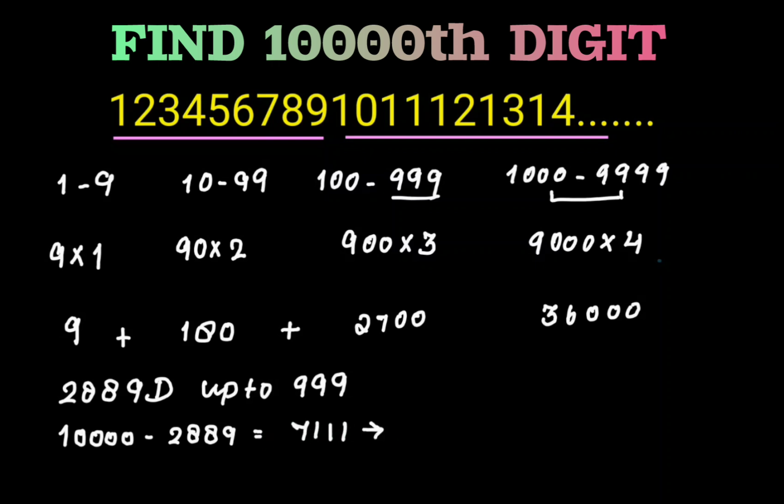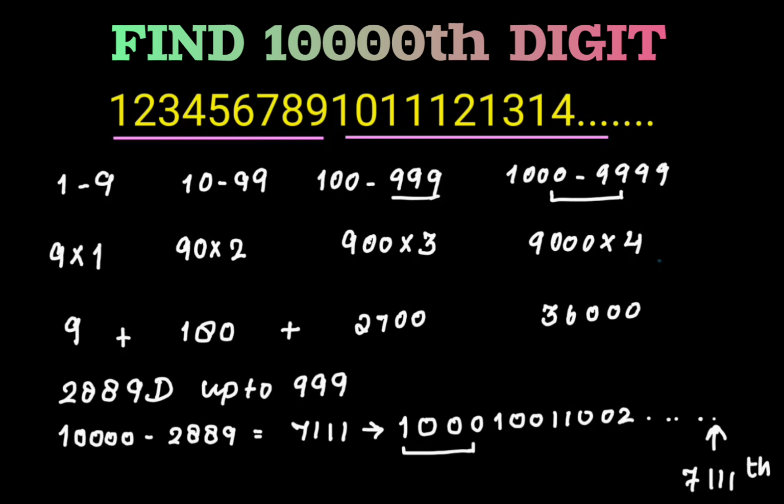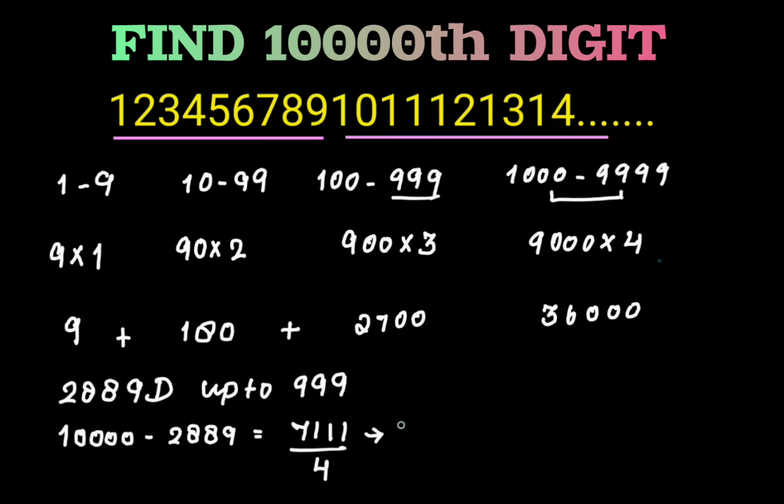So what does 7111 mean? When you start writing 1000, 1001, 1002, and so on, what you need is the 7111th digit. Since every number is a 4 digit number, if we divide 7111 by 4, we will at least get the 4 digit number we require. This will be 1777.75. First focus on this 1777.